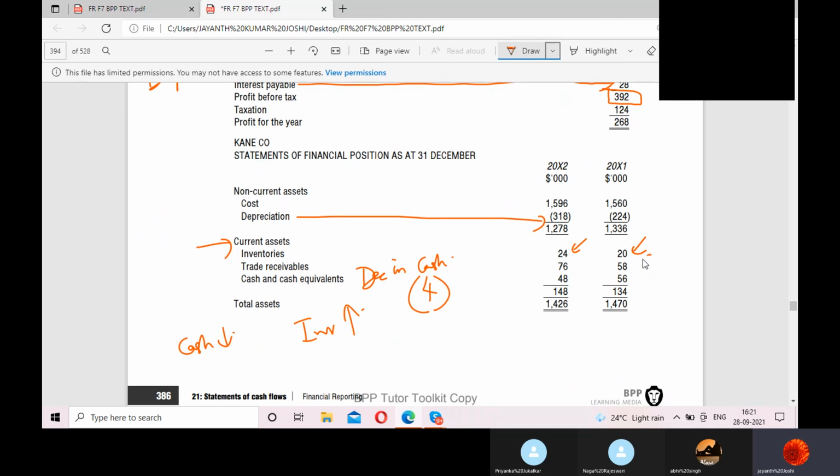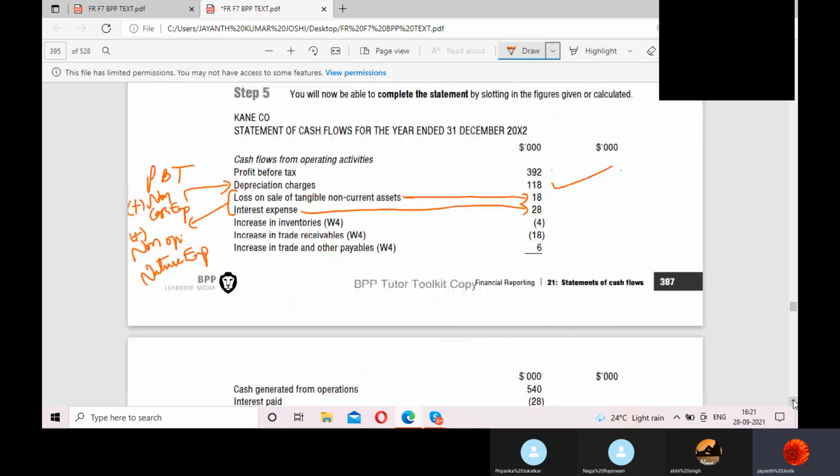Now trade receivables were this much and now it is this much. That means trade receivables have increased. Did we get money when trade receivables increased? No, but money has gone out because we bought goods to sell them. So what is the difference between 76 and 58? It is 18, correct? So yes, a decrease in cash. Increase in receivables, decrease in cash. So 18 decrease in cash because of the increase in receivables, and the other decrease in cash is because we have bought inventory.